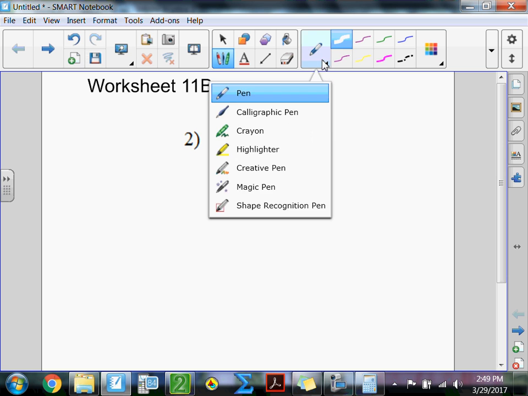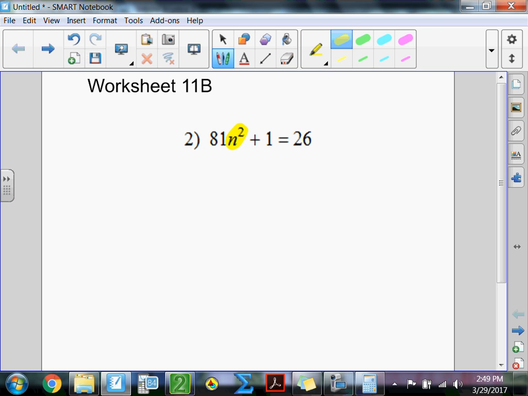And as a reminder, I want to try to get the squared part by itself. So I need to get rid of the 81, and I need to get rid of the positive 1. So the first thing I'm going to do is subtract 1 on both sides. That gives me 81n squared equals 25.